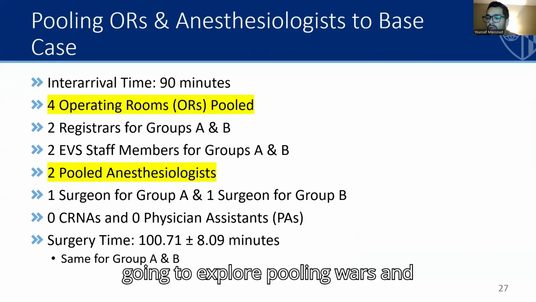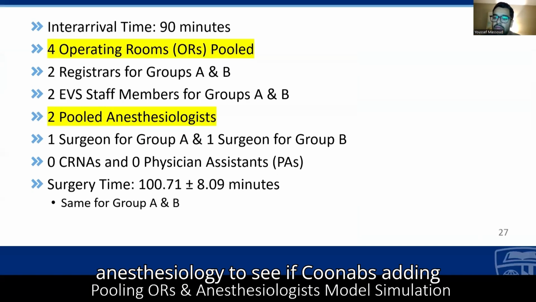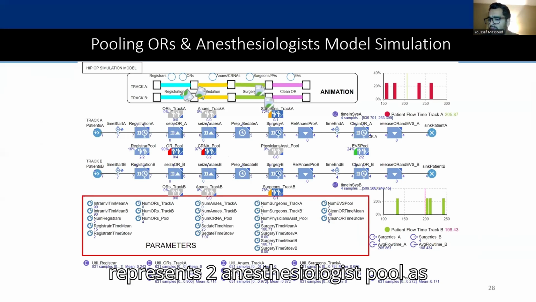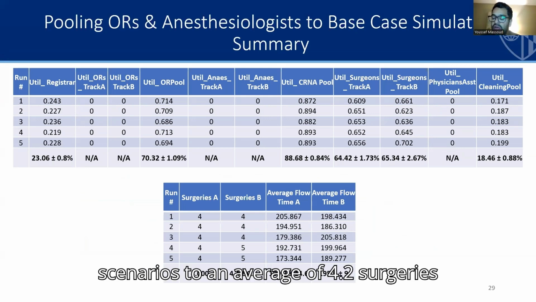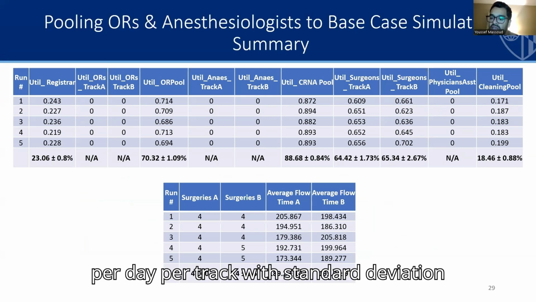In this next case, we are going to explore pooling ORs and anesthesiologists to see if pooling matters. Adding two CRNAs pooled. Note that this represents two anesthesiologists pooled. The surgeries completed in a shift average decreased dramatically from the last two scenarios to an average of 4.2 surgeries per day per track with a standard deviation of 0.36, which aligns with the base case.